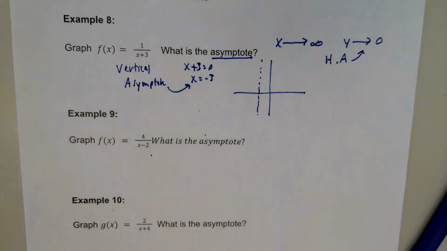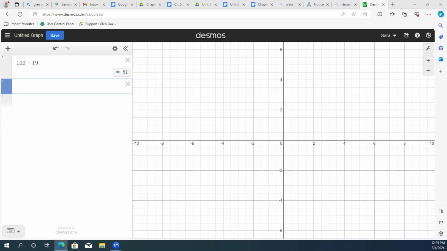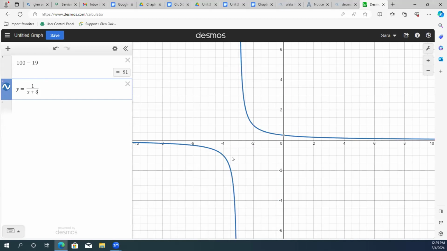So I'm going to show you what this looks like in Desmos. I'm going to share my screen here. And we're just going to do the function y equals 1 over x plus 3. And you can see the asymptotes. So you can see where there's a horizontal asymptote at y equals 0, and then the vertical asymptote up and down here, x equals negative 3.